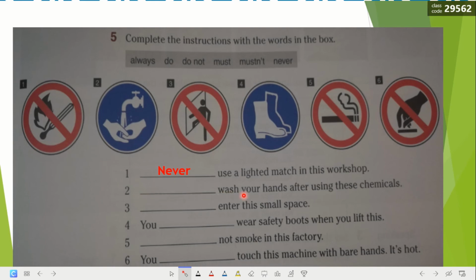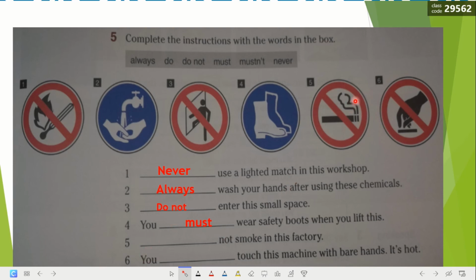Number 2, wash your hands after using these chemicals. Okay, this is a mandatory action, so we use always. Always wash your hands after using these chemicals. Number 3, enter the small space. This is prohibition. We used never already, so here we're going to use do not. Number 4, you wear safety boots when you lift this. Mandatory action, so must. You must wear safety boots when you lift this.